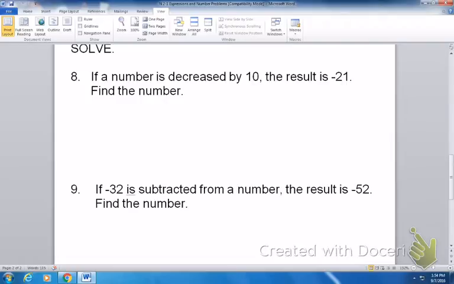Now, these have different directions. It says solve. So what we're going to have to do back here is write our equations, then we're going to have to solve them. So when we finish, it's going to be x equals a number.